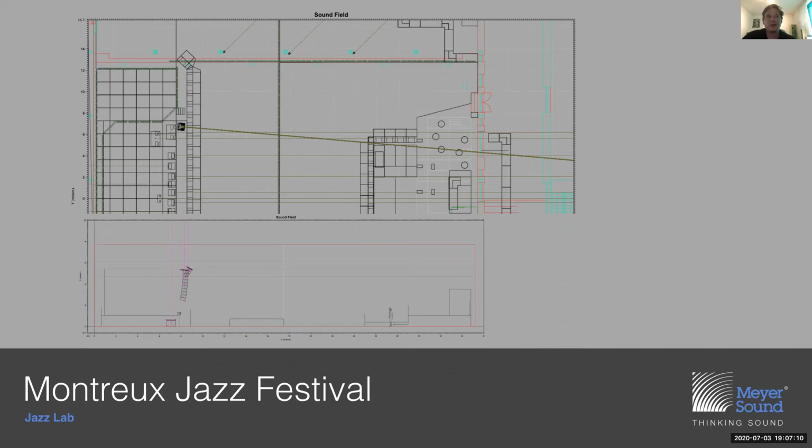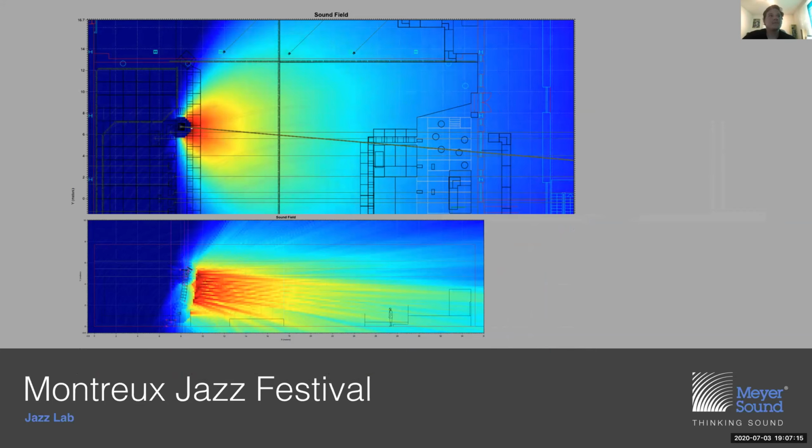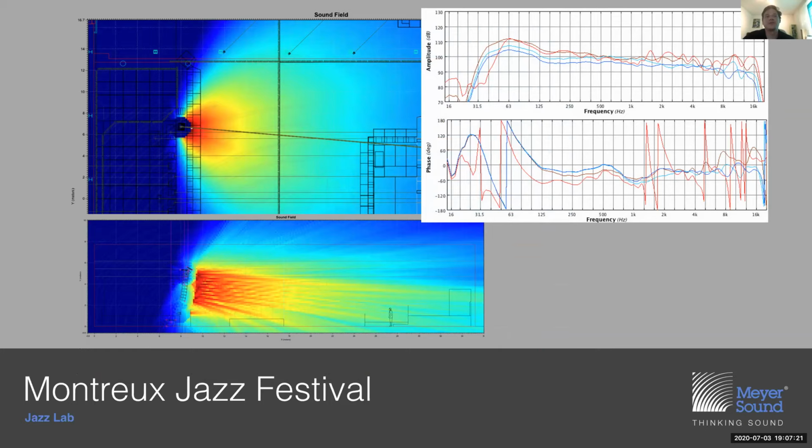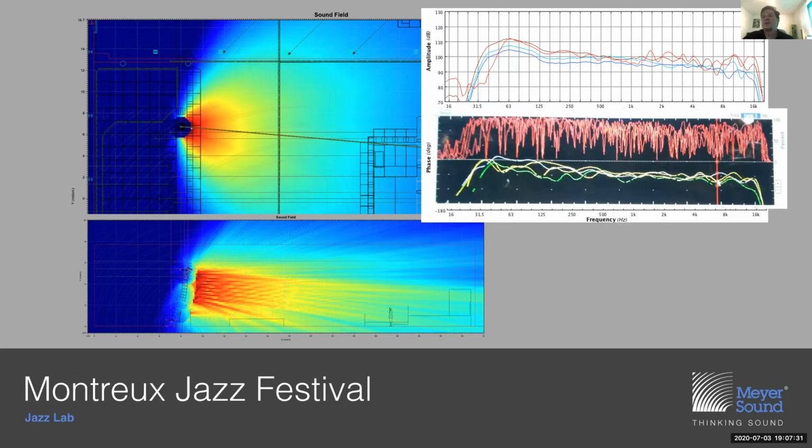So here you have predictions in the high frequencies. Pretty straightforward. This is without processing, the four microphones that are in the venue from front to back. That's without processing. And just to show you, those are the same measurements of the same place with the same positions.